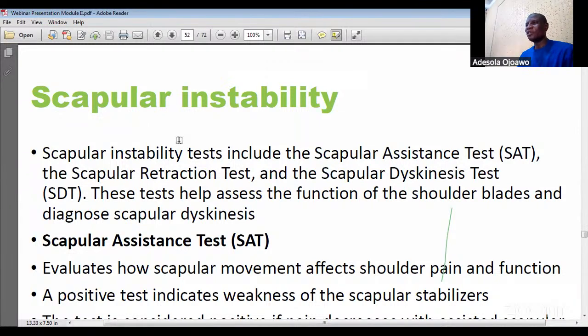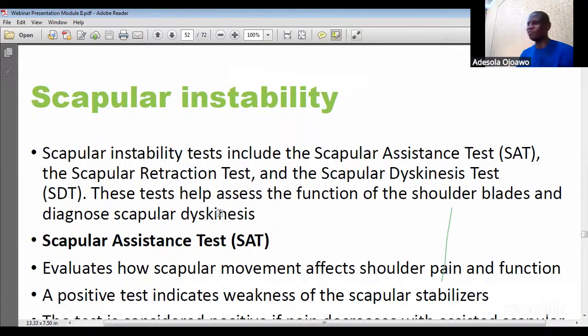The scapular instability tests include the scapular assistance test, we call it SAT, the scapular distraction test, and the scapular dyskinesis test. These tests help assess the function of the shoulder blades and diagnose scapular dyskinesis. I've shown you pictures the other time that show the different kinds of dyskinesis, with bulging of the anterior portion, the upper part, the middle, the lateral border, and the lower part of the scapula.